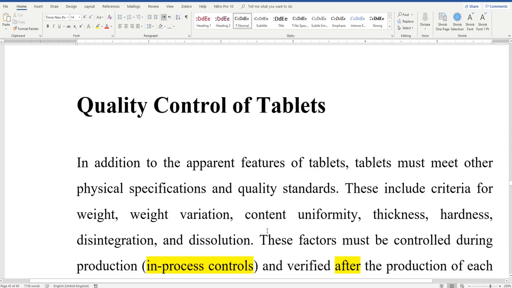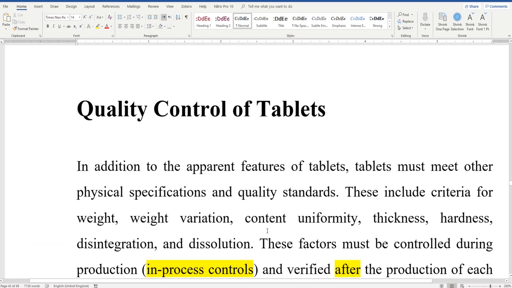Okay, now we will talk about a new thing, that is the quality control of tablets. And I want you here to remember what we talked about in capsules, because capsules have similar tests to these tablets. Not exactly the same, but similar.